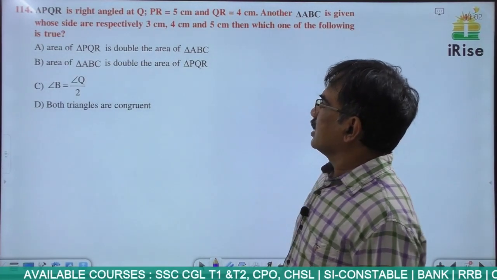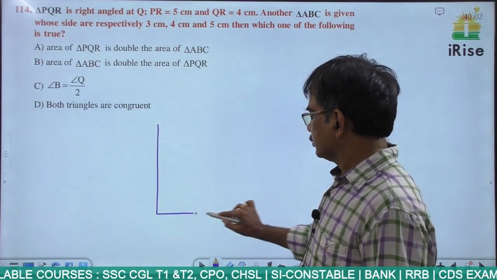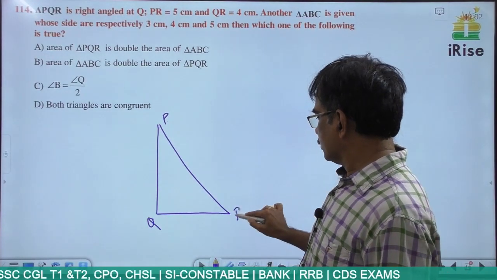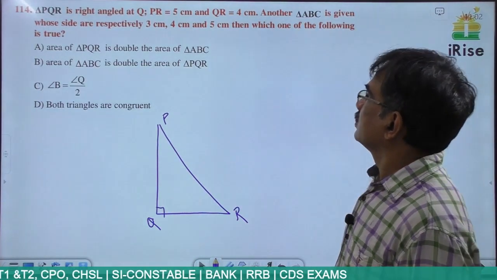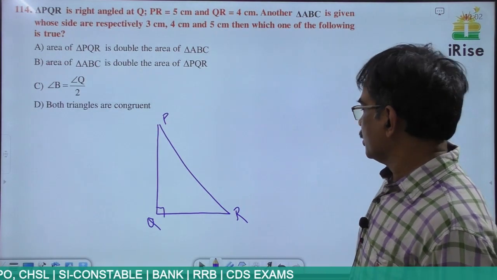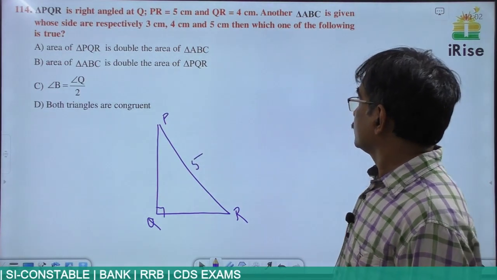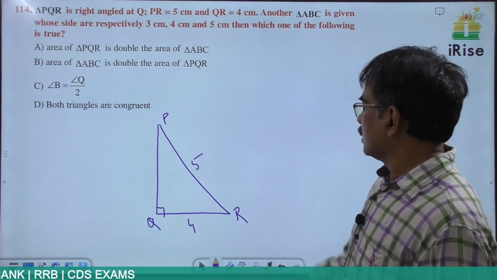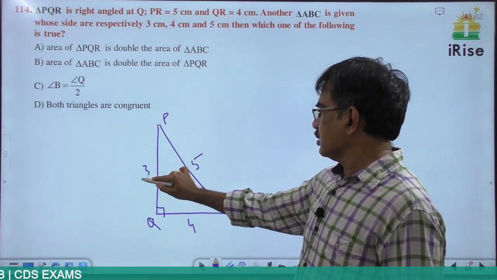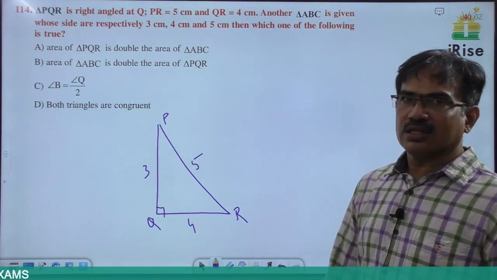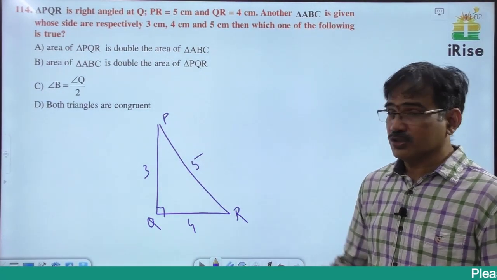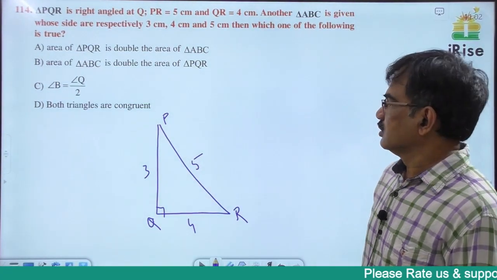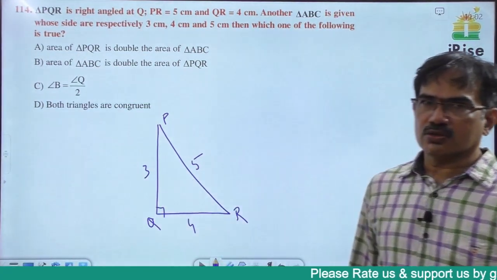PQR is a right angle triangle at Q. PR is equal to 5. QR is equal to 4. And already if these two are known, this is 3. 3, 4, 5 are the 3 sides of a right angle triangle. If hypotenuse is 5, one side is 4, automatically third side is 3. Square root of 5 square minus 4 square is 3 square.